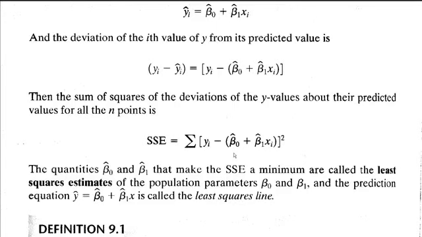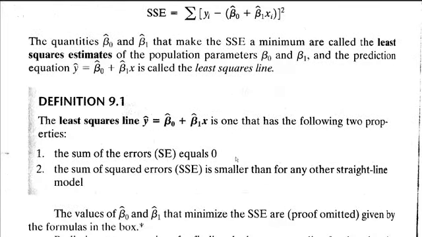So we don't know what beta sub 0 and beta sub 1 are. Beta sub 0 hat and beta sub 1 hat are. We want those which will make SSE as small as possible. The least squares line, y hat, is the one that has the following two properties. One, the sum of the errors equals 0. We saw that, but we'll get that for many lines. And two, the sum of the squared errors, SSE, is smaller than for any other straight line that we could draw in there, or any other straight line model.